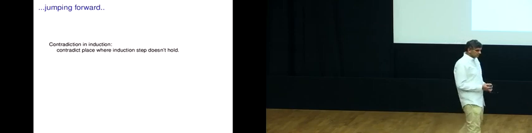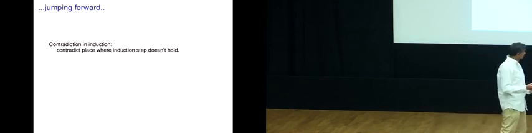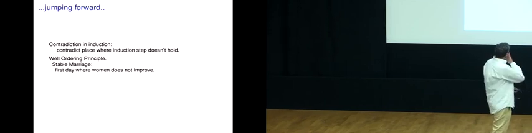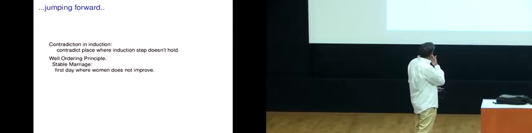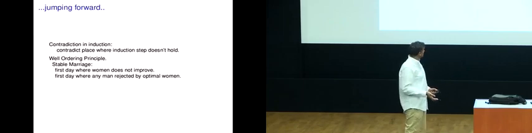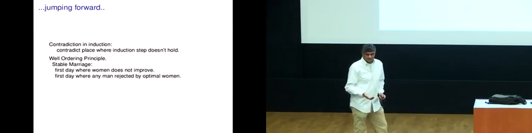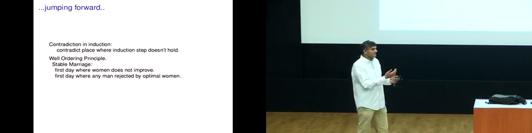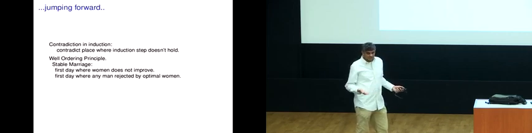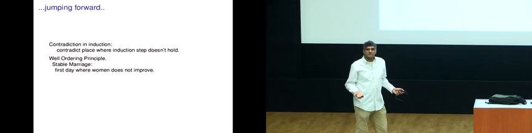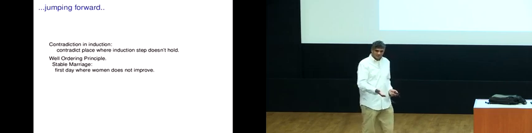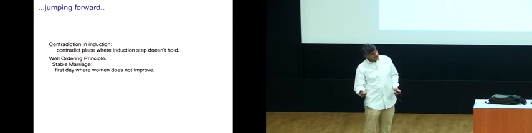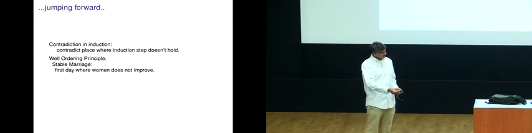I wanted to talk about this here because this is the well-ordering principle and stable marriage, right? The first day where a woman does not approve. The first day where any man is rejected by the optimal women. So we use that. These are statements that will eventually be false. There is no day where the women do not approve, right? So what we do is we assume there is a day the women do not approve. And not only do we do that, we then use the fact that there's a first day that women do not approve. And then we use all of that structure to build our argument.